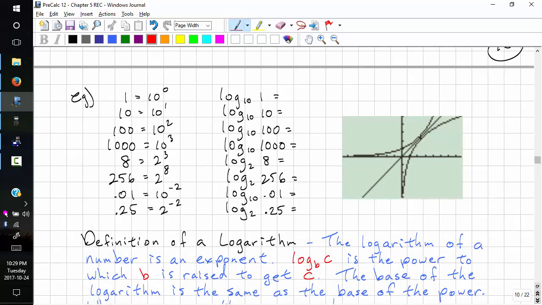1 equals 10 to the power of 0. 10 equals 10 to the power of 1. 100 equals 10 to the power of 2. 1,000 is 10 to the power of 3. If we take log 10 of 1, we get 0. If we take log 10 of 10, that's 1. If we take log 10 of 100, that's 2. Log 10 of 1,000, that's 3.